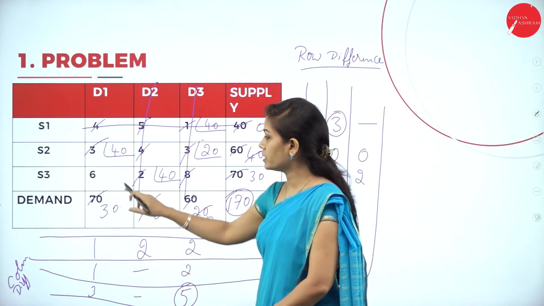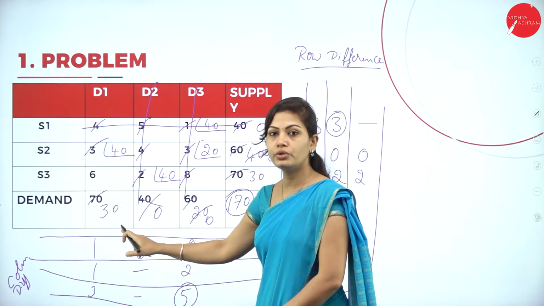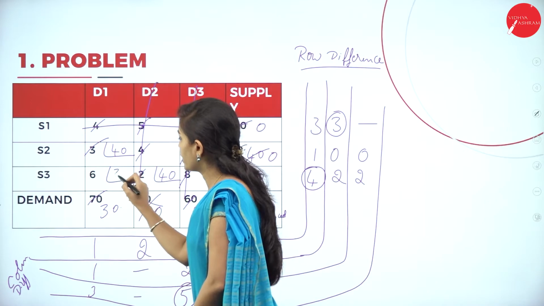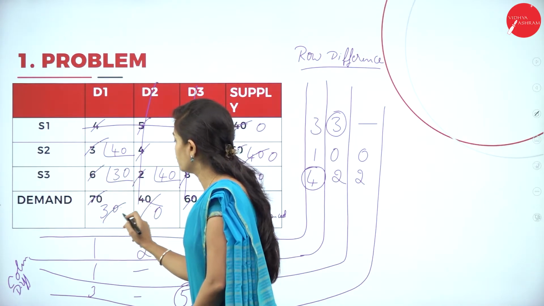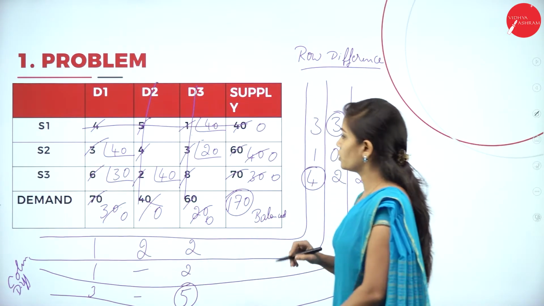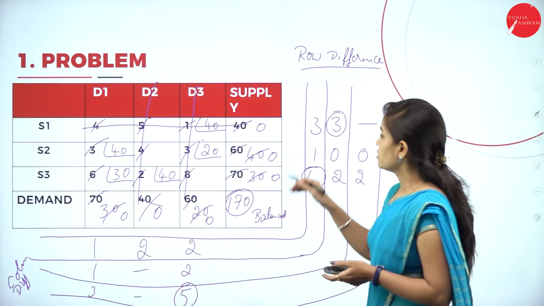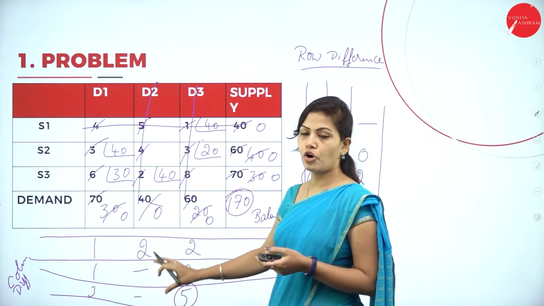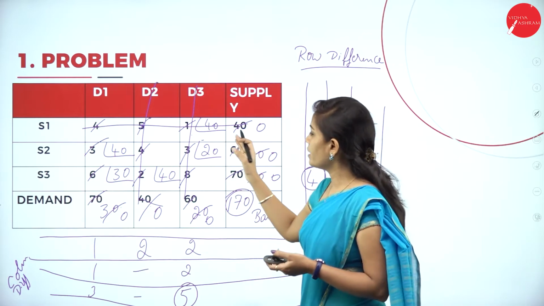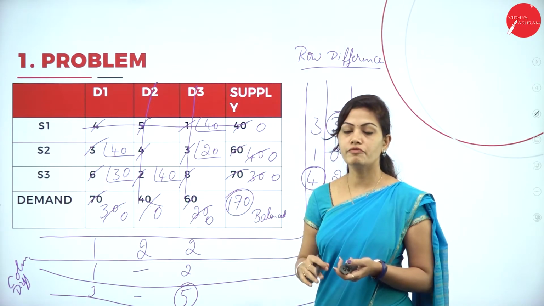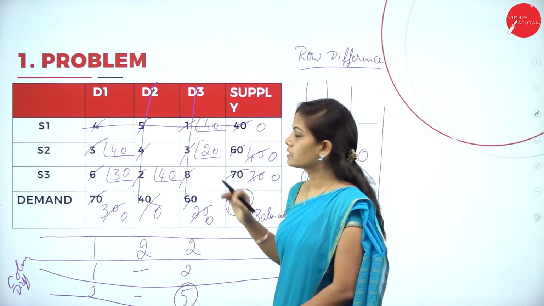If you get 1 digit, all the supply value should be equal to demand value. So now I will allocate 30 rupees to this cell. It will become 0 and it will become 0. Now all the cancellation has done. So for finding the row difference and column difference, easily we can cancel the variables. We can find the allocated cells.